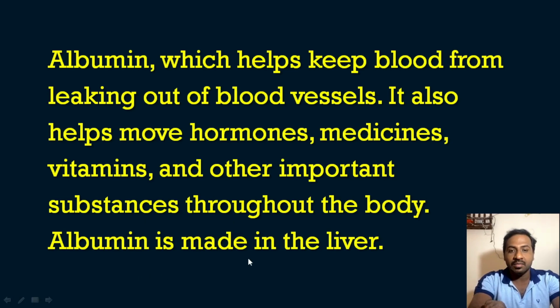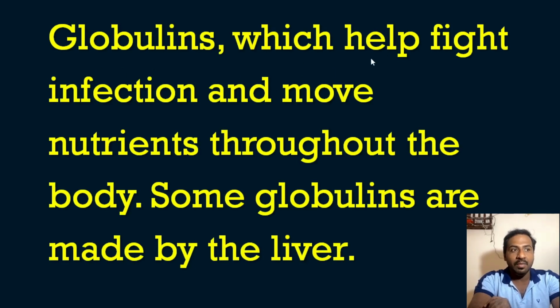And albumin is made in the liver. Okay, so albumin helps in the transport of hormones, medicines, vitamins, and other important substances throughout the body, and it is not involved in the clotting process. And same like that, the another plasma protein, that is the globulin, which helps fight infection and move nutrients throughout the body. Okay, and some of the globulins are made by the liver.